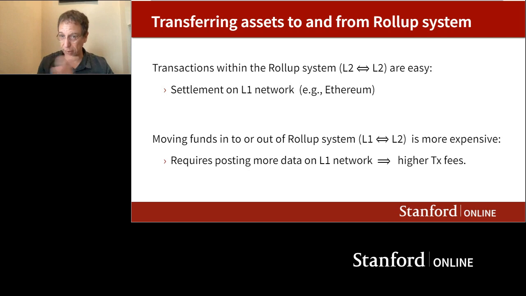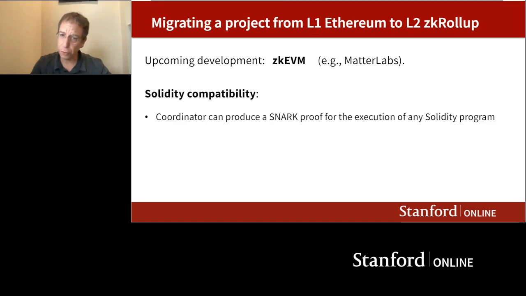Okay, so that's one issue, basically transferring assets among rollup systems or inside a rollup system and so on. Another issue is how do we migrate projects from a layer 1 network like Ethereum to run on a layer 2 rollup system. So one very interesting and exciting development that's about to be deployed is what's called a ZKEVM, zero knowledge EVM. One example is the one developed by Matter Labs, but other companies are working on this as well.